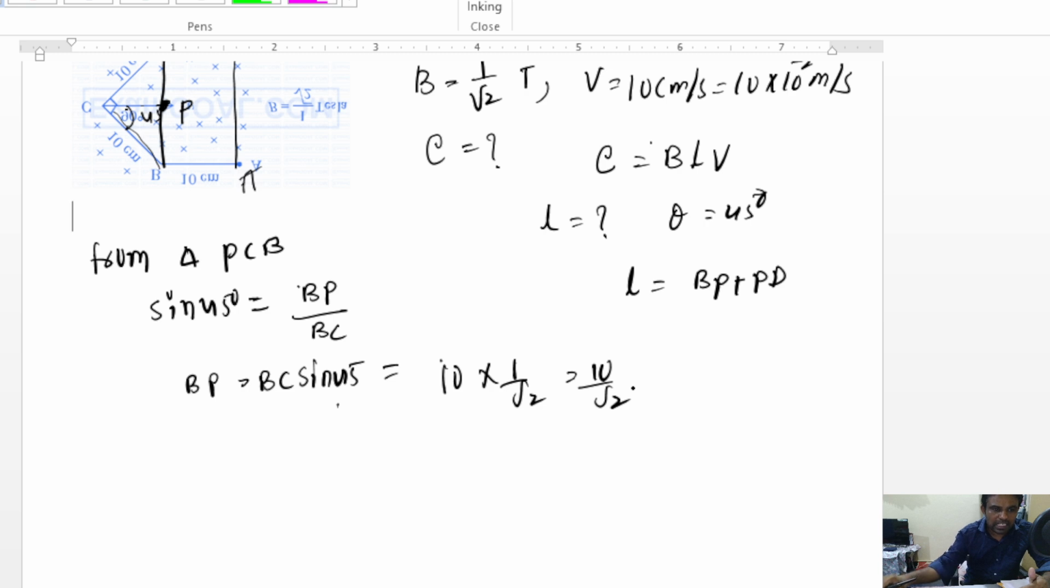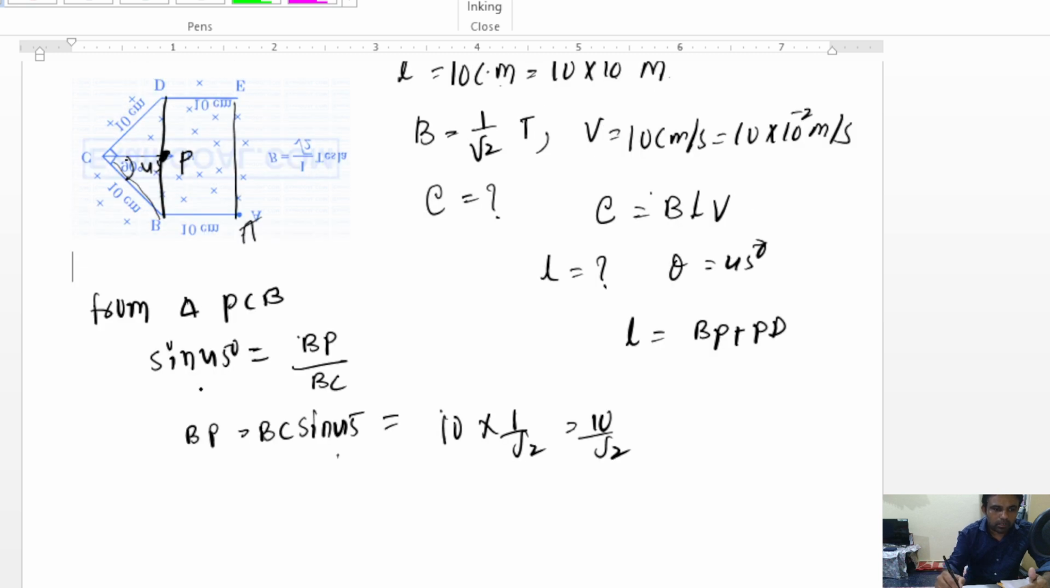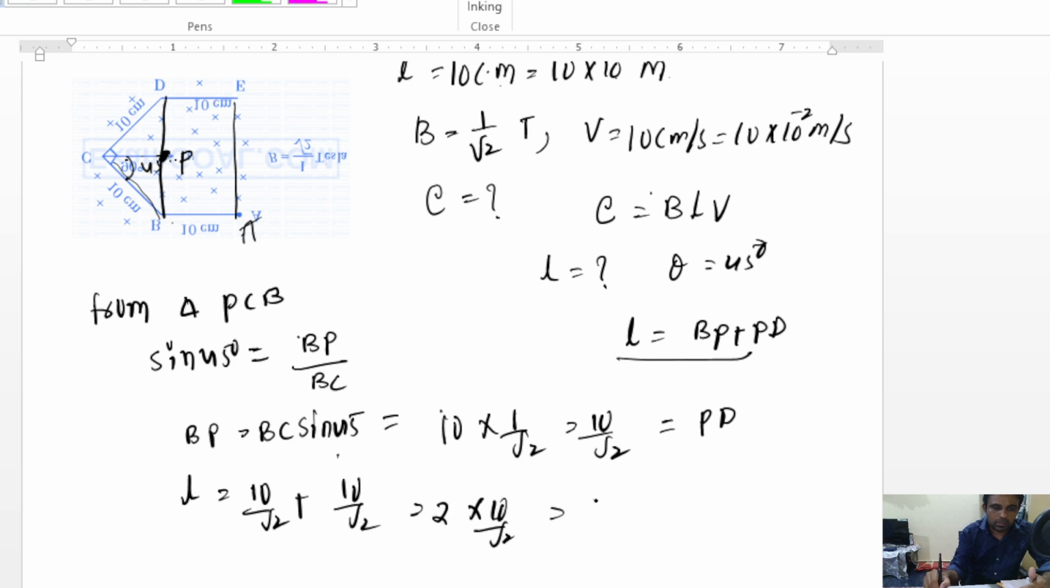If we observe the figure clearly, BP is equal to PD. Why? Because both B and D are at the same distance from point P. So BP is equal to PD. So the length L is equal to 10 by root 2 plus 10 by root 2, so 2 into 10 by root 2. Now this becomes 10 into root 2 centimeters.